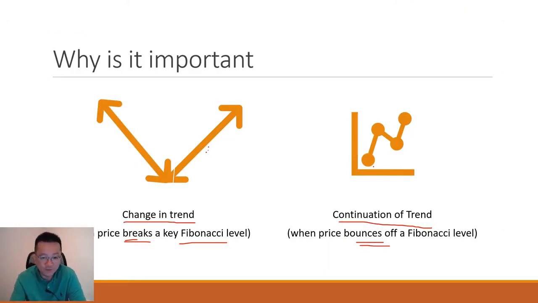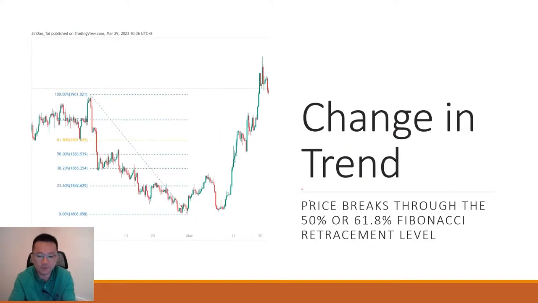I look at that 50% and that 61.8% as the levels that are going to identify a change or more sustained change in trend. And then if it bounces off a level, we look for it as a continuation of the trend, either to the downside or to the upside. So like what we have here, a change in trend: 50% or 61.8%.